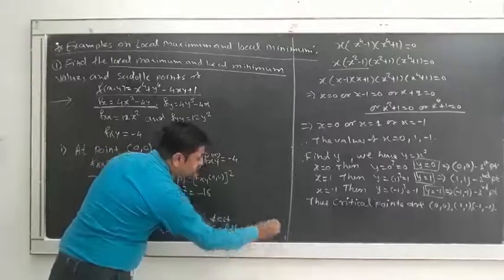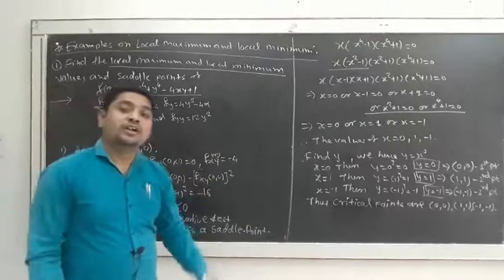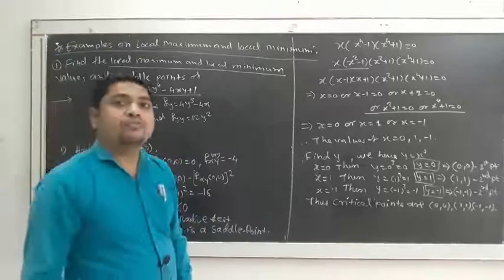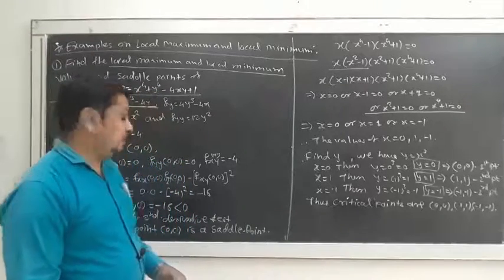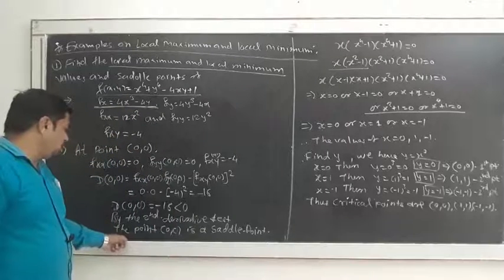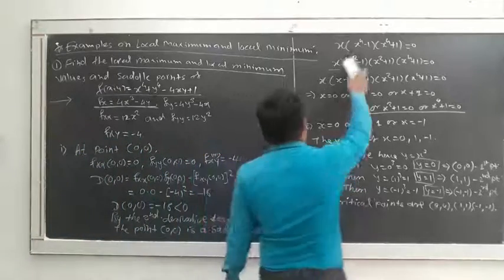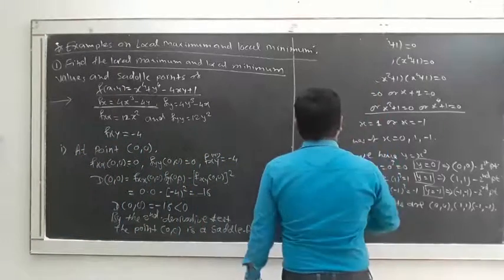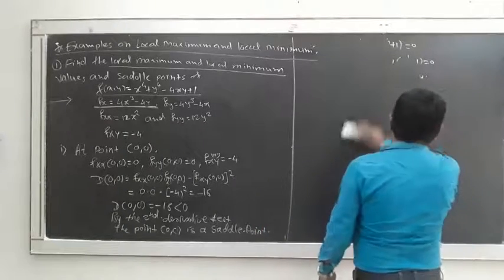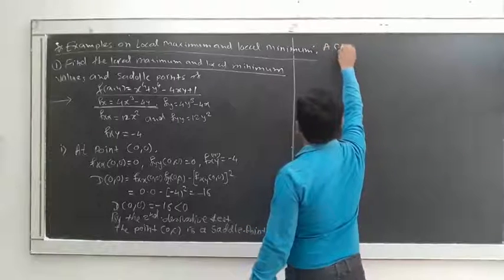Why is it a saddle point? Because D is less than 0. If D is greater than 0, you can take two cases, that is fxx greater than 0 or fxx less than 0. So for D less than 0, the point (0, 0) is a saddle point. Now we have to go for one more, that is the next point. The second point is (1, 1).